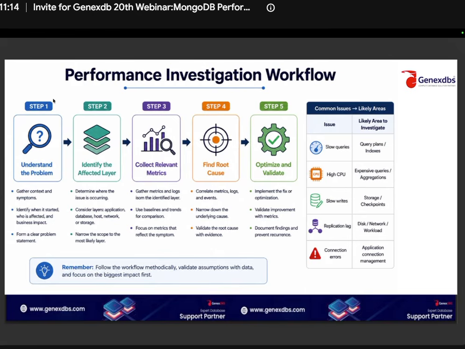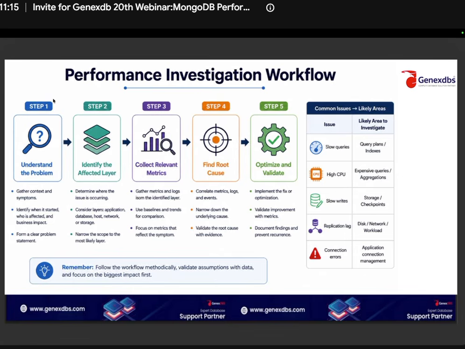For high CPU issues, we have to investigate expensive queries or aggregations. For slow writes, we have to check the storage or checkpoints. For replication lag, we have to check disk, network, or workload. And for connection errors, we have to check connection management. Like this, we have to identify the affected layer to know where the issue is actually occurring, so it will narrow the scope to the most likely area.